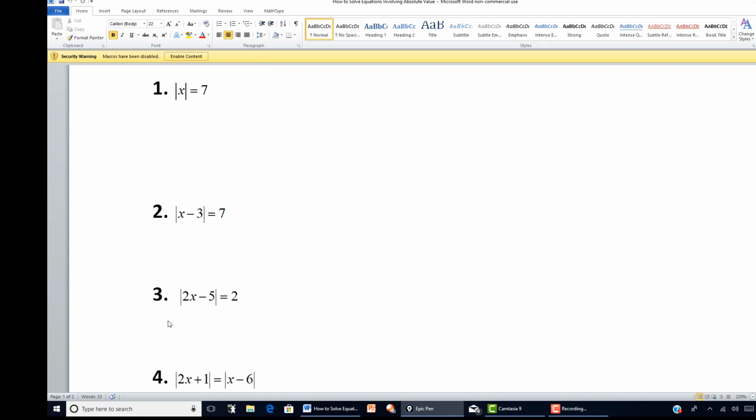Okay, and the next one, work it the same way. Because of the definition, that expression in the absolute value has to equal 2 or negative 2. So let's make this equal to 2, and then 2x minus 5 would be equal to negative 2.